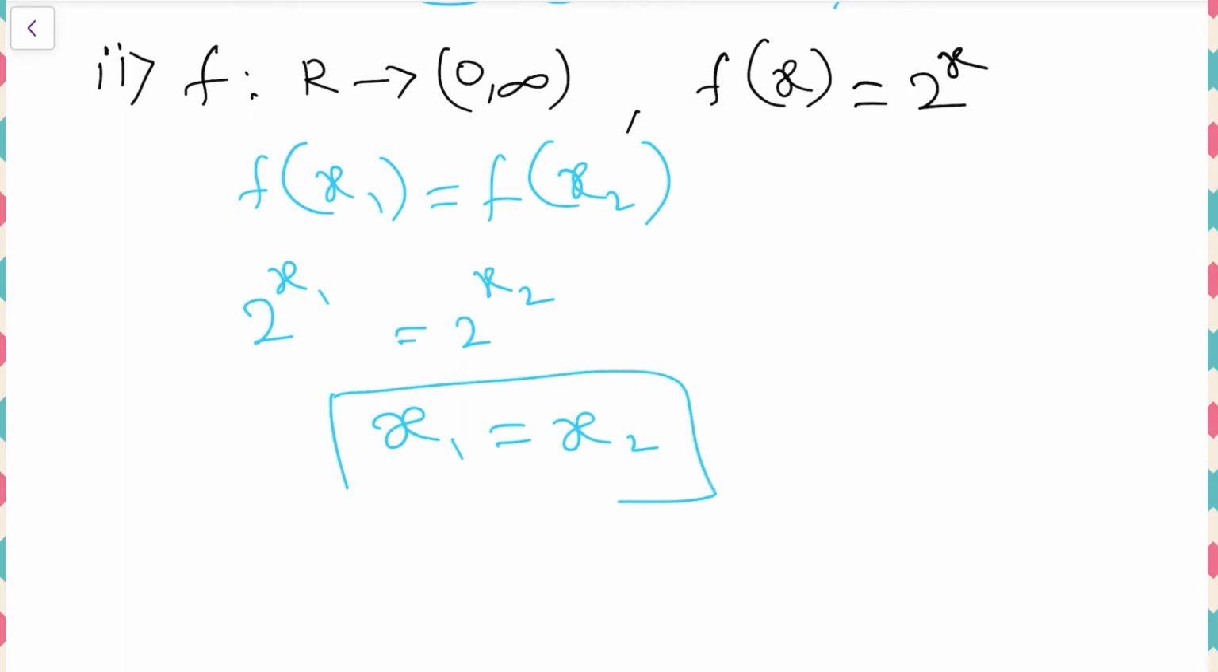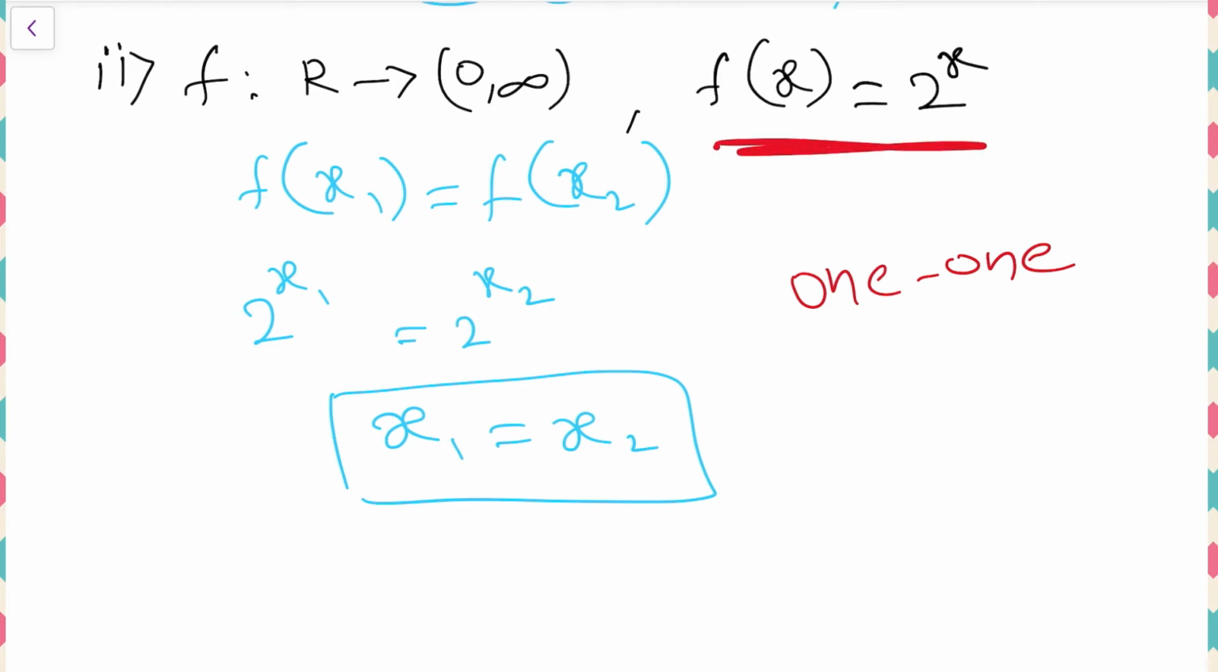Here we got x1 is equal to x2. Then we can conclude that this is a one-one function, otherwise injection. Next, let us check whether it is a surjection or not. The given function is 2 power x. 2 power x, make it equal to y. So y is equal to 2 power x, which is exponential form. If we convert that to logarithmic form, log y base 2 is equal to x.